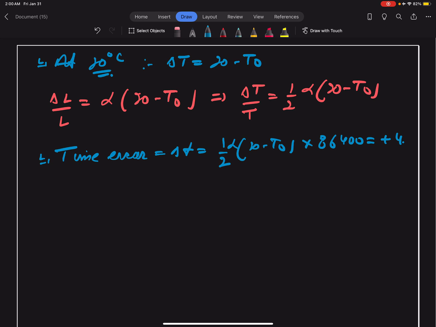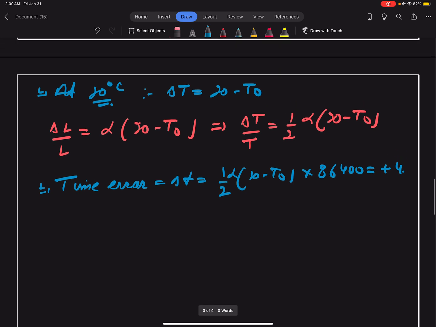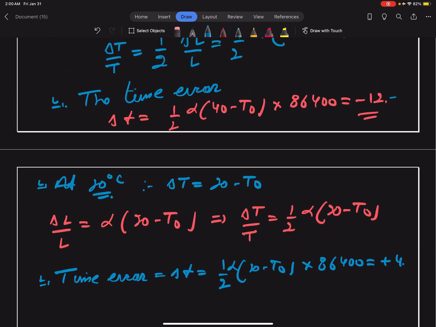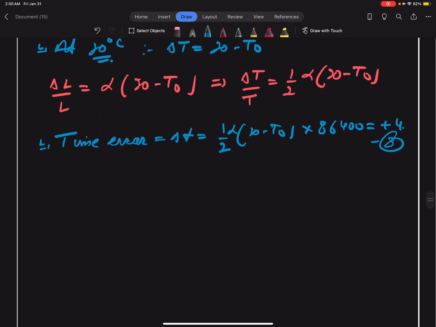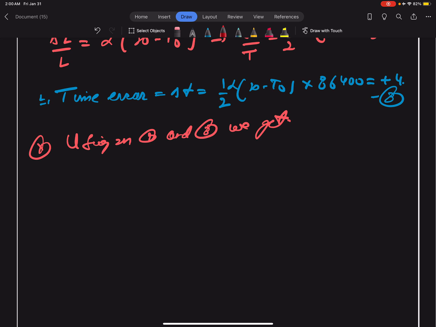Now we are going to solve both equations, that is, let us call this as equation number 2 and this as equation number 3. So using equations 2 and 3, we get that our 40 minus T naught divided by 20 minus T naught will be equal to minus 12 upon 4, and the right side becomes minus 3.